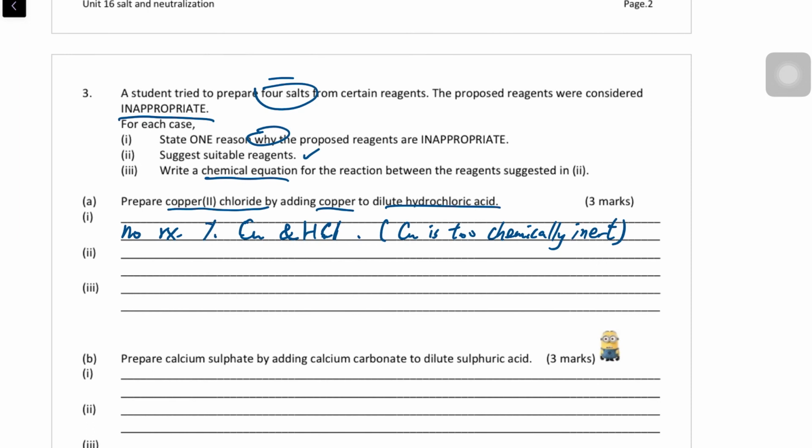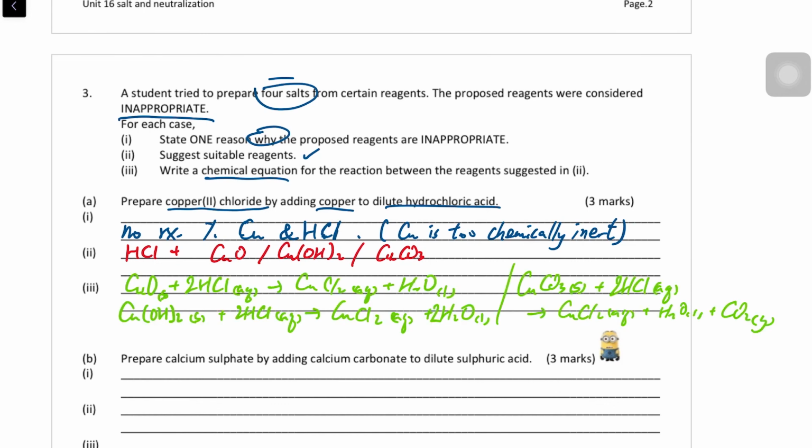Any other idea? Of course, we can use neutralization with a metal oxide or metal hydroxide. We have plenty of choices. And what about the equations involved? Let's see one by one. Here are 3 different ideas for you.